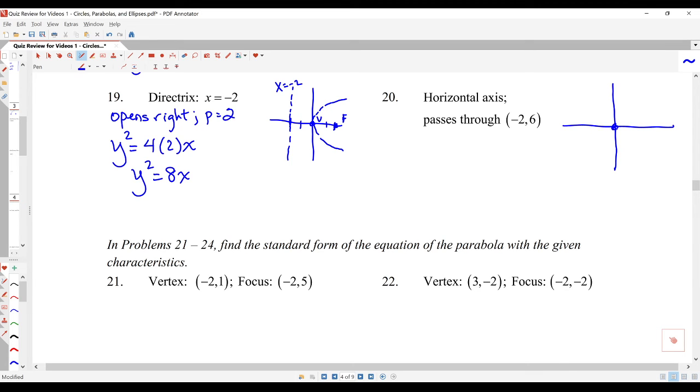In number 20, vertex at the origin again, and we have a horizontal axis. The axis is that line that goes right down through the middle of the parabola, also known as the axis of symmetry. So if I have a horizontal axis, then that means my axis runs along the x-axis, and therefore my parabola is going to open to the right or to the left. And if we have the point -2, 6 on our parabola, then that must mean our parabola does open to the left.